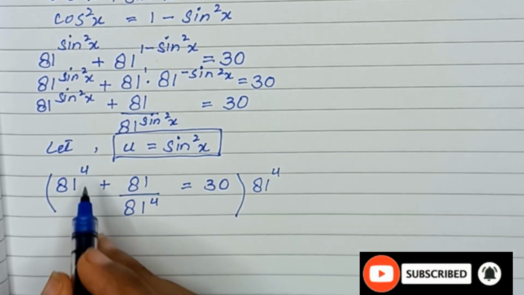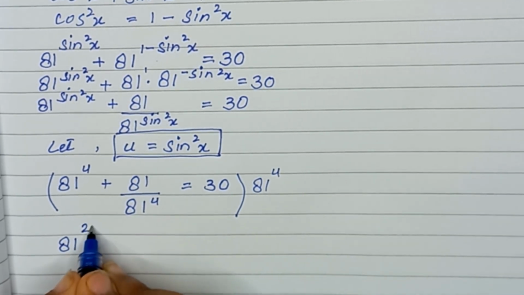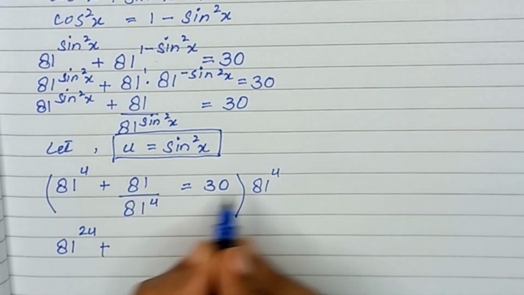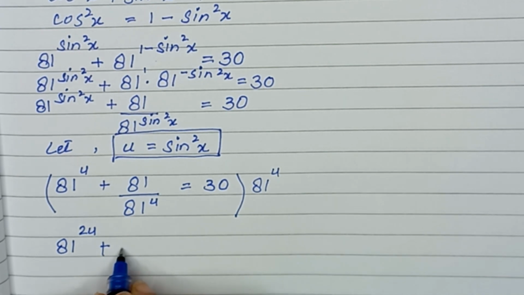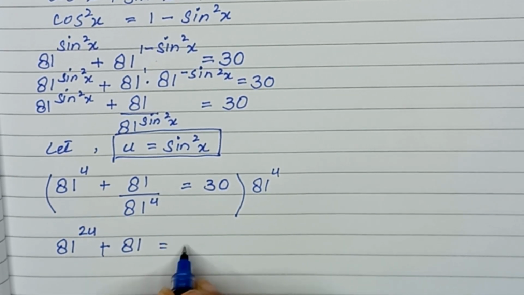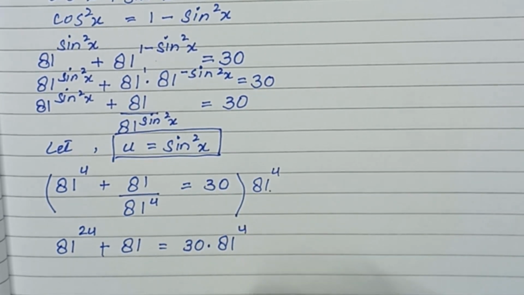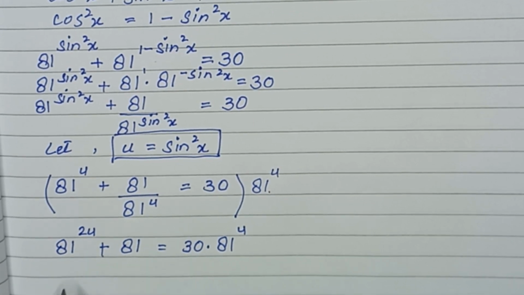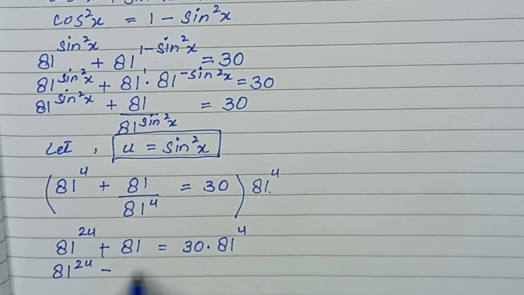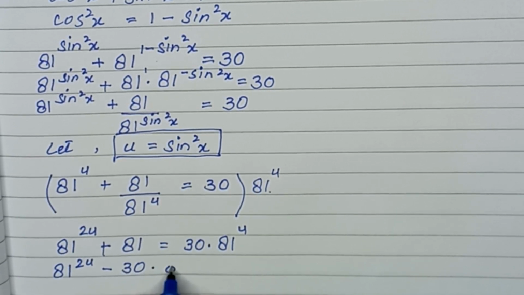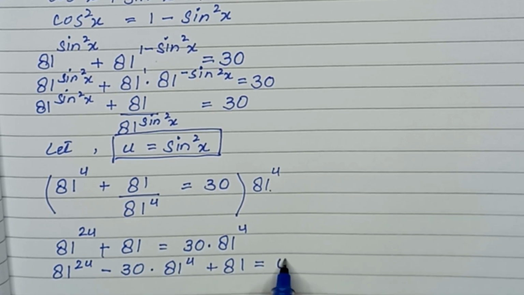Bases are the same, so powers will be added. So it will become 81 raised to the power 2u plus, when it multiplies with this term, 81 raised to the power u and 81 raised to the power u will be cancelled out and it will become 81, which is equal to 30 into 81 raised to the power u. Now we will rearrange this equation. So it will become 81 raised to the power 2u minus 30 into 81 raised to the power u plus 81 is equal to 0.